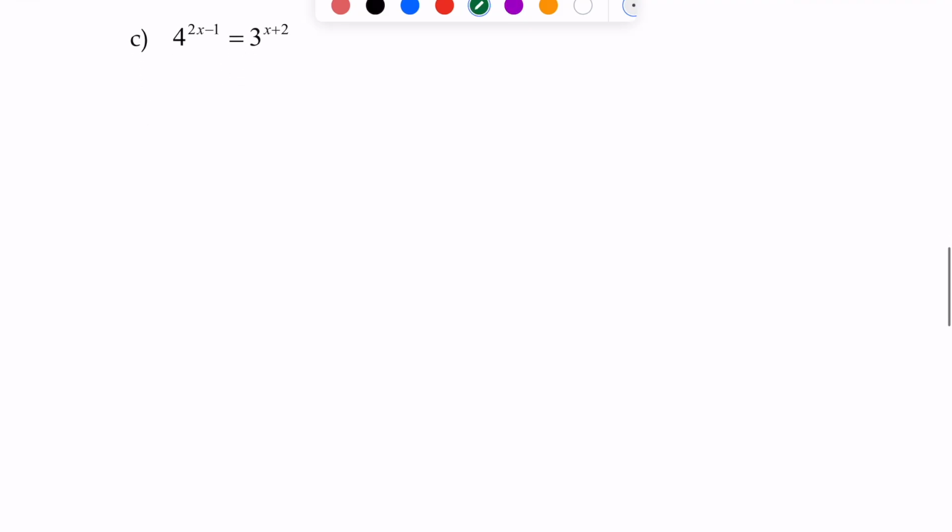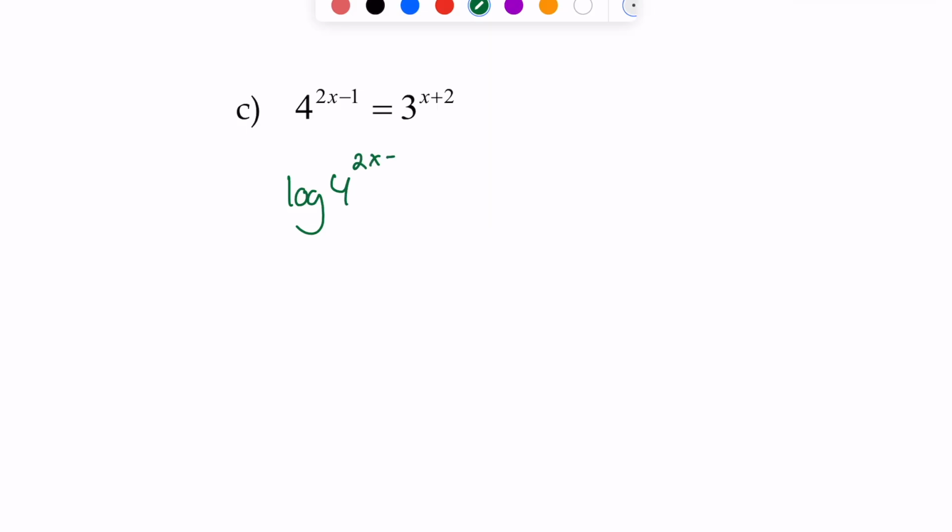C. So same as before, you know you're going to have to apply logarithms because you cannot write 4 and 3 as the same base. So in order to be able to solve the unknown in the exponent, we need to log both sides. So log 4 to the 2x minus 1 equaling log 3 to the x plus 2.